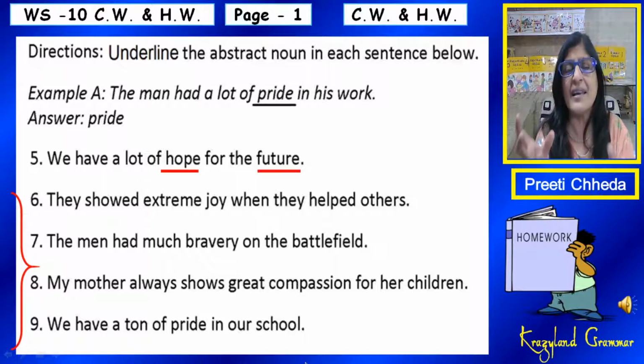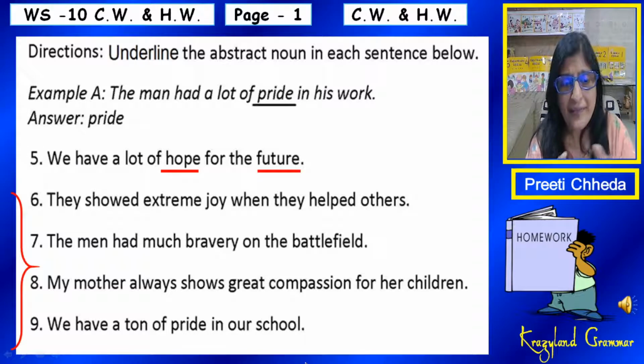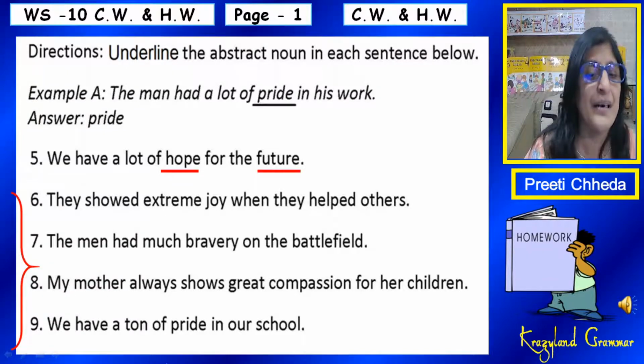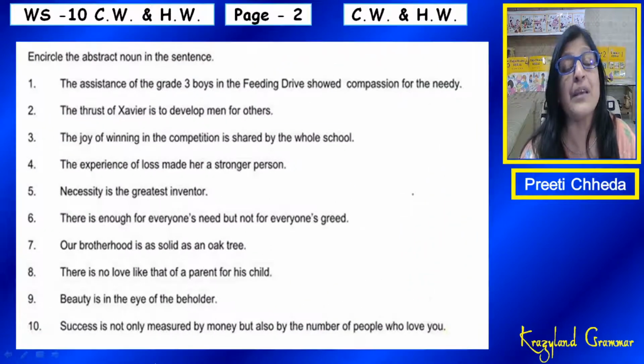If it doesn't come, if you don't understand anything, you would not love to do your homework. Otherwise, it becomes a piece of cake. Yes, idiom. We will learn that later. So clear? Okay. Now worksheet number 10, page number 2.